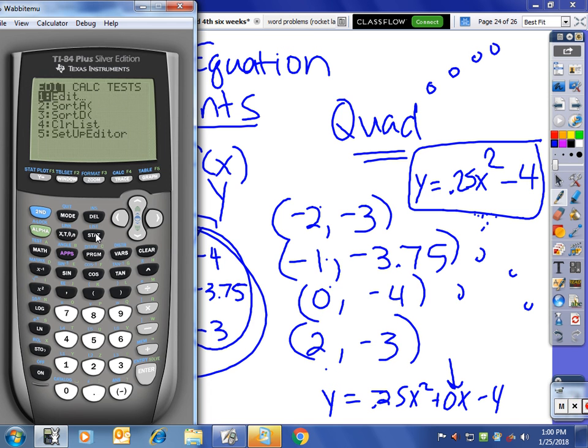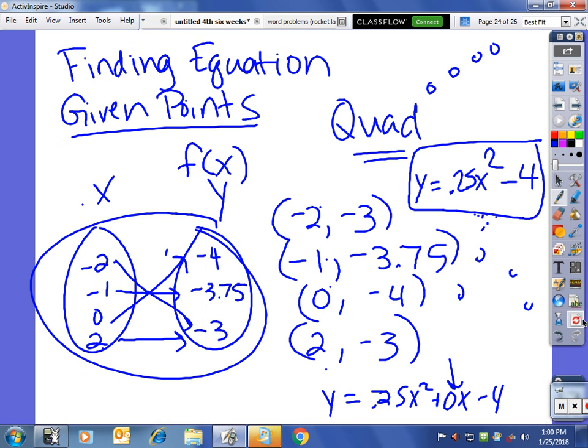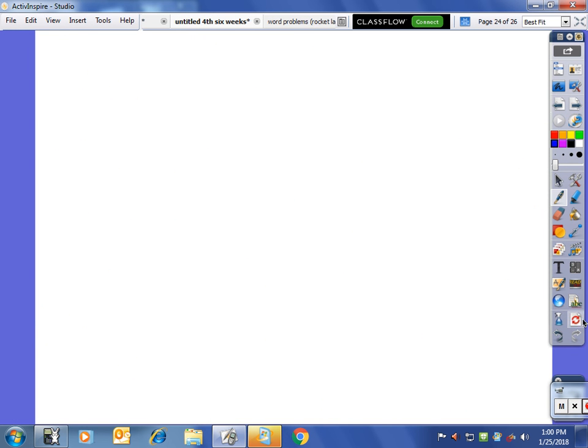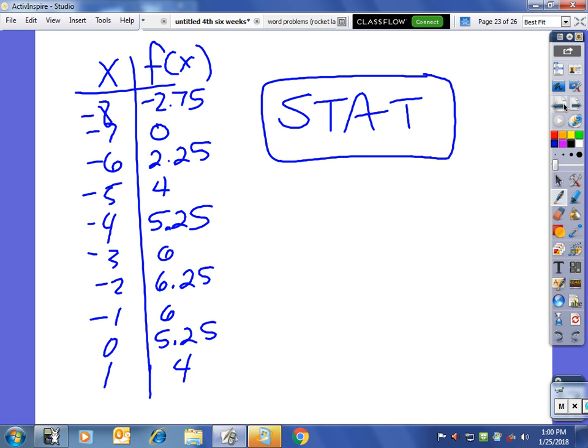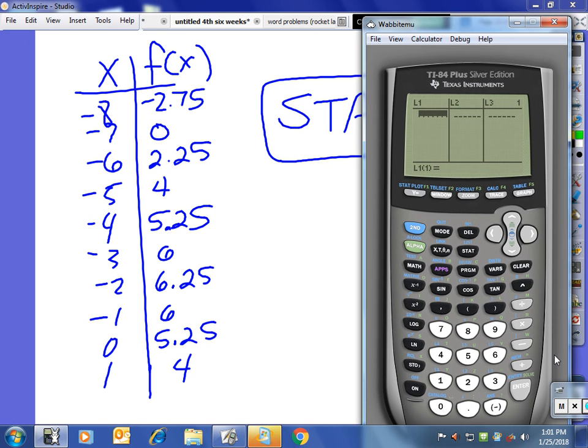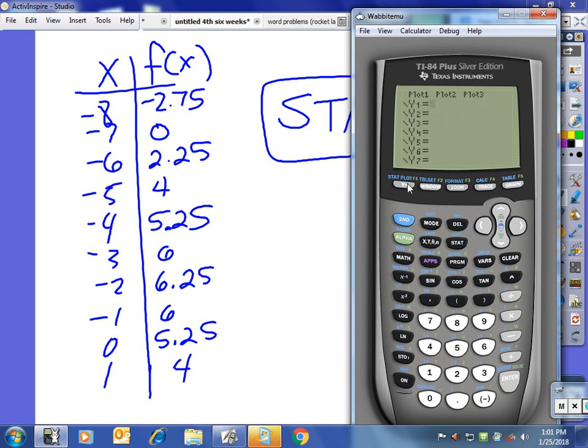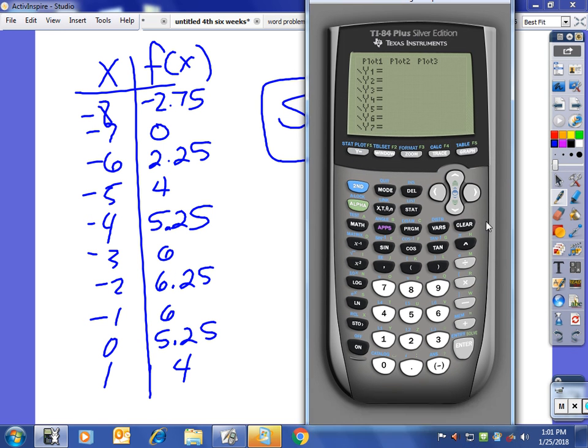Okay, so anytime you start with stat edit, you got to make sure your X and Y are there, your L1 and your L2. All right, I'm going to give you another problem. And this one has more points. Go to stat and enter those points. Go to y equals and take out the equation. Let's go to stat and let's enter all of those points. Yes, it's a lot of them.